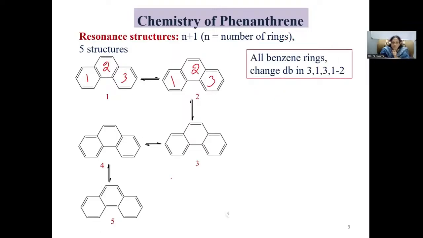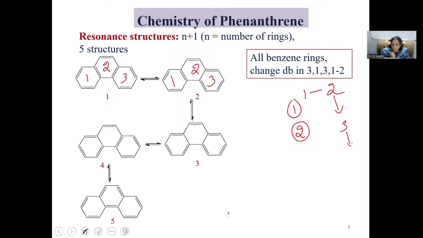From the first resonance structure, we can draw the second resonance structure. When it comes to anthracene, I hope you remember how we modified the resonance structure. After writing the first resonance structure, we modified only the first aromatic ring, so that from the first structure we can write the second resonance structure. Now to write the third resonance structure from the second, we modified the double bond positions in the second aromatic ring, by keeping the first and third rings' double bond positions the same.